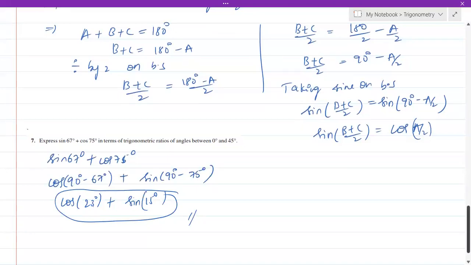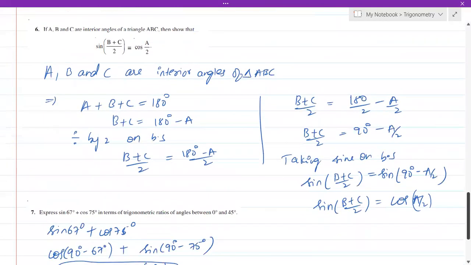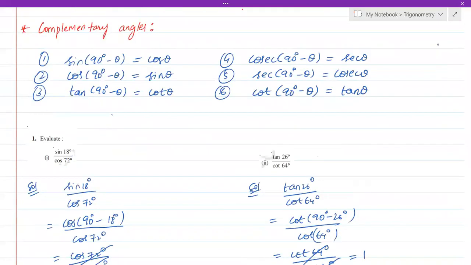So with this, we have completed the exercise problems on complementary angles. All you have to do is remember these 6 formulas. It's very easy to remember: if co is there, remove co; if co is not there, just add co. And we use complementary angles as a concept when there are no standard angles.